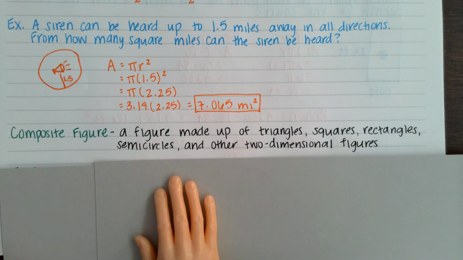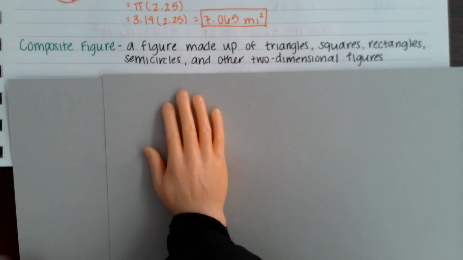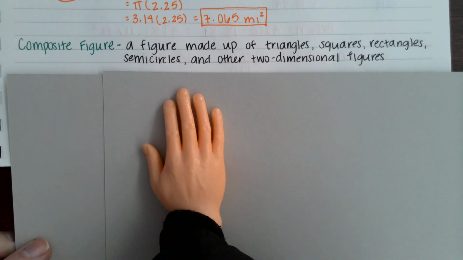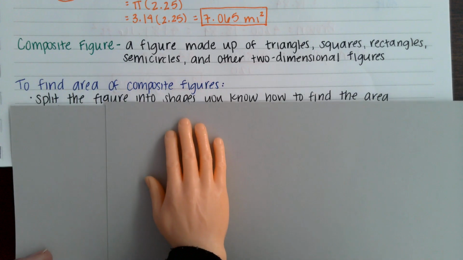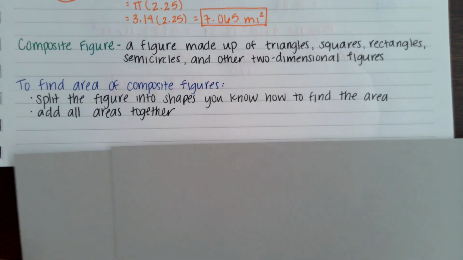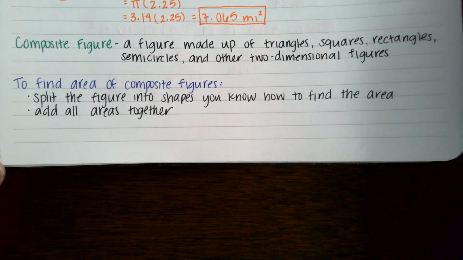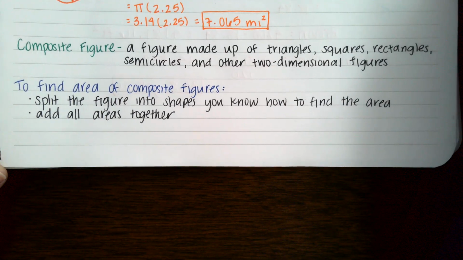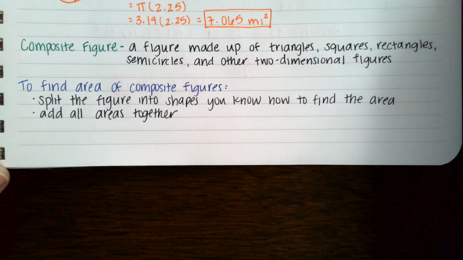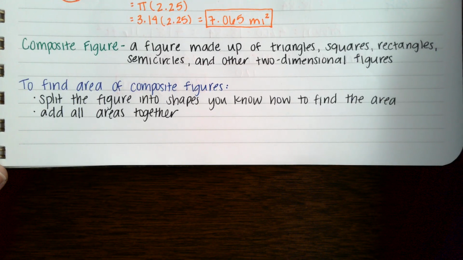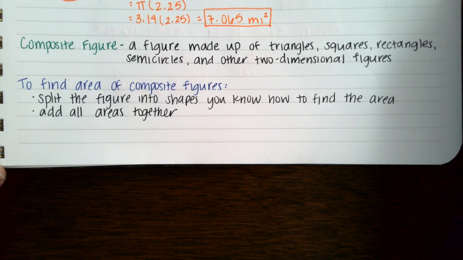A composite figure is a figure made up of triangles, squares, rectangles, semicircles, and other two-dimensional figures. To find the area of composite figures, we're going to split the figure into shapes that we know how to find the area of, and then add all the areas together. To find the perimeter, it's a similar process where we just find all the sides and add them together.